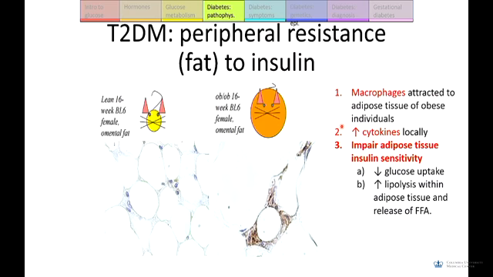So type 2 diabetes, the mechanism is a little more complex. It starts in the adipose tissue. Basically, in obese individuals, macrophages are attracted to the adipose tissue, and they're hyper-inflammatory, secreting cytokines locally, and the cytokines impair adipose tissue sensitivity to insulin. And normally in adipose tissue, the insulin will increase glucose uptake and prevent lipolysis, but when we're resistant to the insulin, we're not going to take up that glucose, and we're also going to undergo lipolysis to release free fatty acids even though we have high serum glucose.